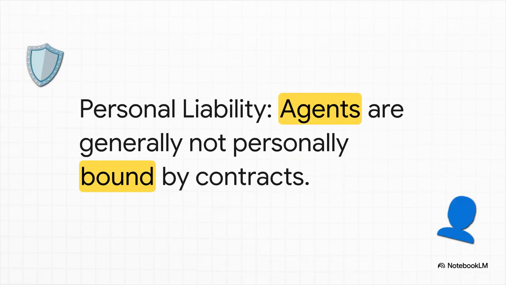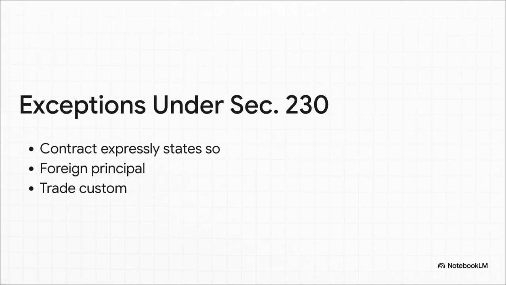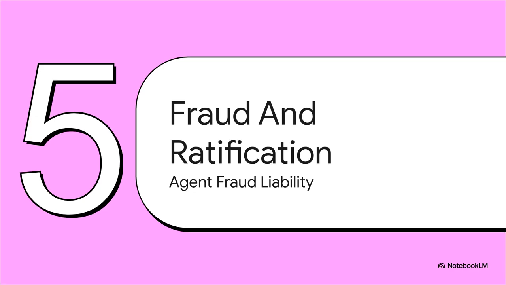Move down to point 6, personal liability of agent under Section 230. Generally, an agent is not personally bound by the contracts they make, right? However, Section 230 gives us critical exceptions. An agent is personally liable when the contract expressly states so, the principal is foreign or undisclosed, or a trade custom exists. Dictate these 3 specific exceptions to yourself meticulously. If a KSLU question asks for exceptions to agency immunity, missing even one of these 3 points will cost you marks.